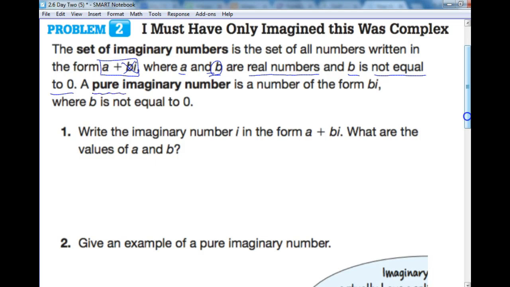Then they talk about a pure imaginary number. A pure imaginary number is an imaginary number in the form of bi. Well, that means a is 0, right? No big deal. It just has an imaginary part, and that's it. Okay? So we want to take the imaginary number i and write it as a complex number. This is a doozy. How do I write i as a complex number in the form of a plus bi so I can identify what a is and what b is?